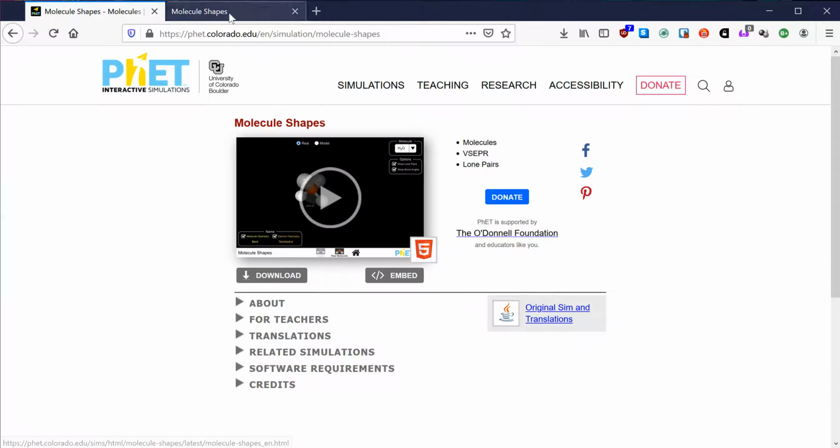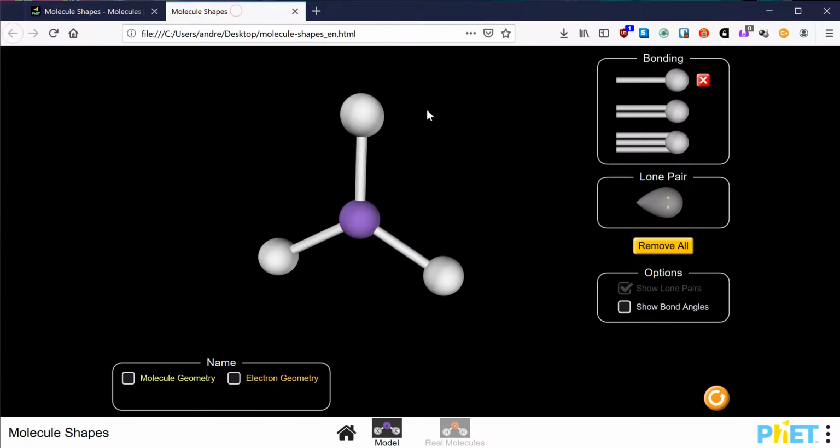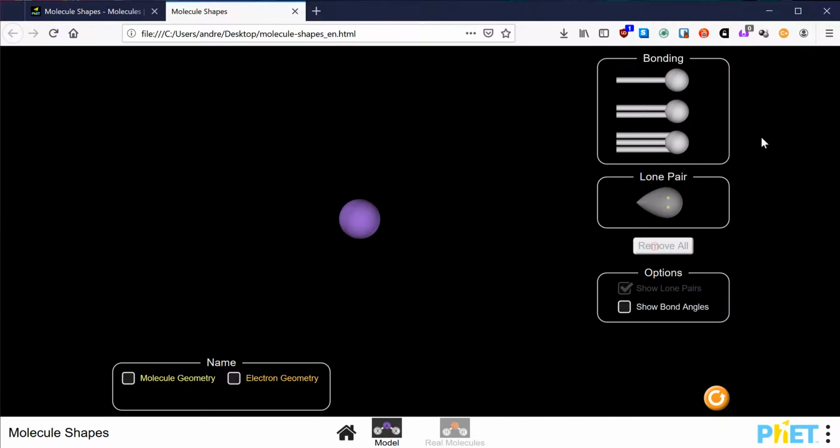When you do that, there's no install that's required. The program, when opened up, will look like this. You should be given a prompt to build your own model or to look at real molecules. What we're interested in is being able to build models that look like this. So this program is very useful if you don't have a background on what 3D molecular structures look like.